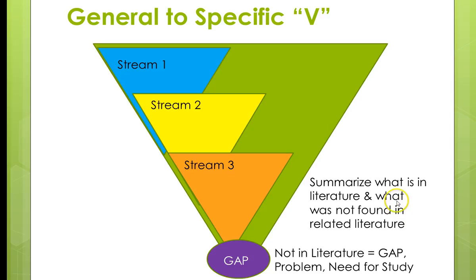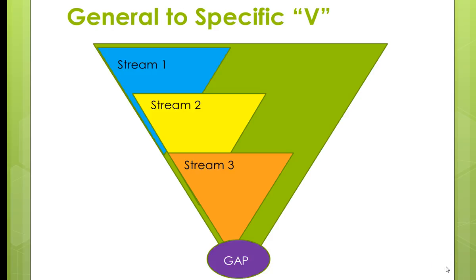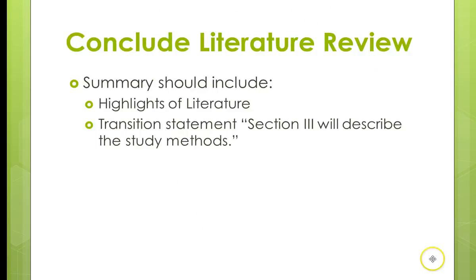Notice that what's not found in the literature then becomes our gap. That's general to specific, and how we're going to discuss the literature in the literature review. We conclude then with the highlights of the literature review, and then we're going to transition to section 3. We might even make such a simple statement as section 3 will describe the study methods. End of story. Okay. Enough said about the literature review.